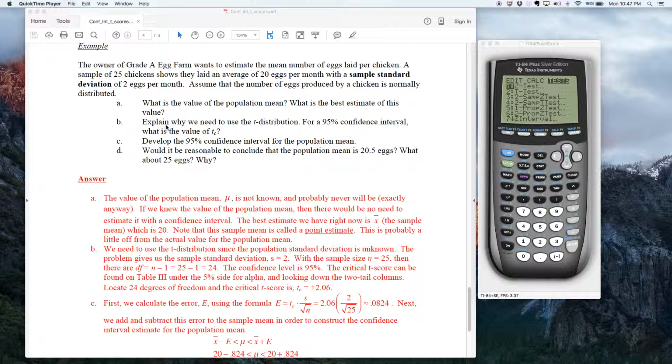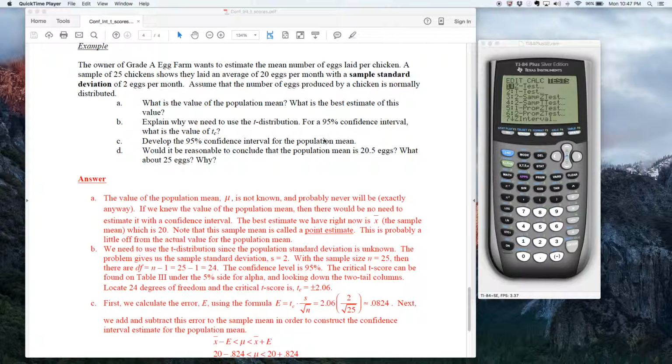All right. Explain why we need to use the t-distribution. Well, plain and simple. We're given the sample standard deviation. The population standard deviation is unknown. When you don't know the population standard deviation, you are going to use the t-distribution with n minus 1 degrees of freedom. There are 25 pieces of data. That means there are 25 minus 1, which is 24 degrees of freedom. So it says, for a 95% confidence interval, what's the value of the critical t-score?